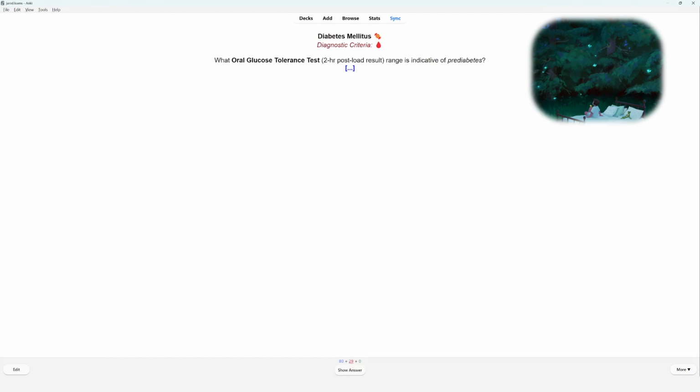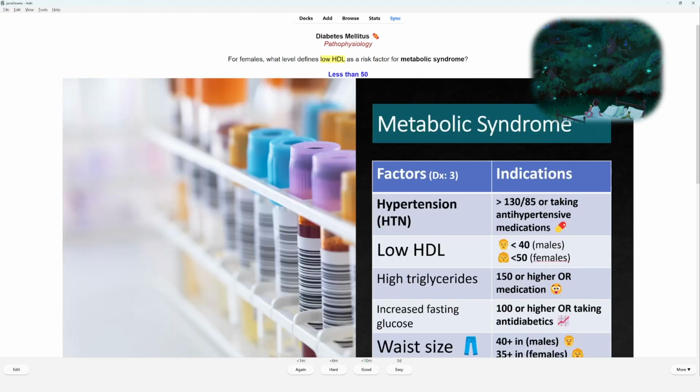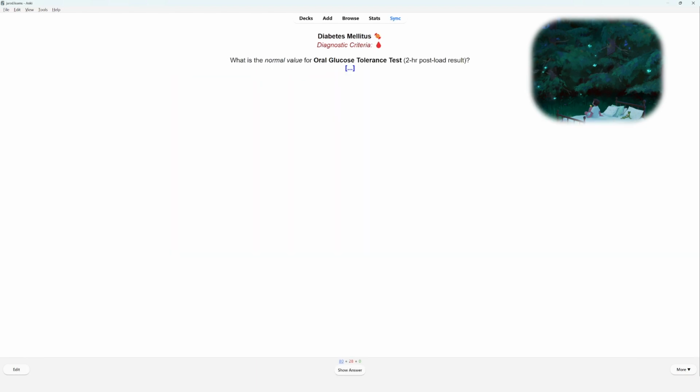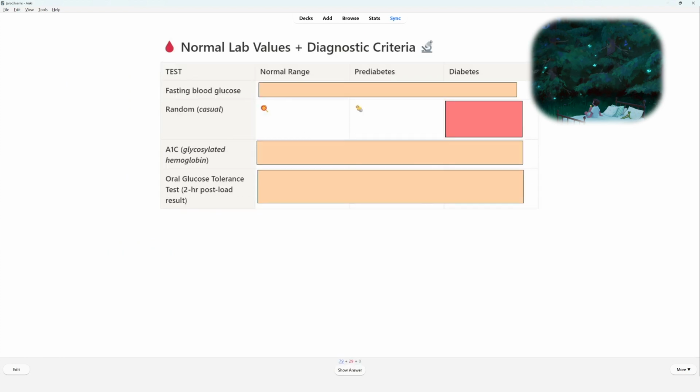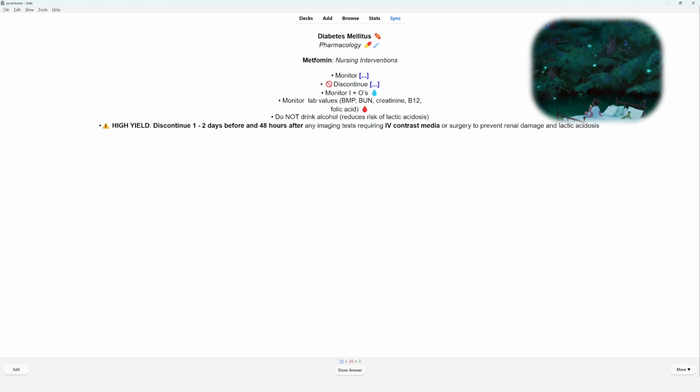What oral glucose tolerance test is indicative of prediabetes? 140 to 199. Low HDL is under 50. Is a normal value under 140 for oral glucose tolerance test? Random, I don't remember. Over 200 or higher, plus signs and symptoms of hyperglycemia. Okay. Metformin, we're just going to monitor for lactic acidosis signs and symptoms and discontinue if so.